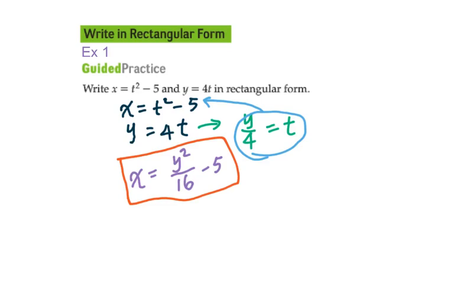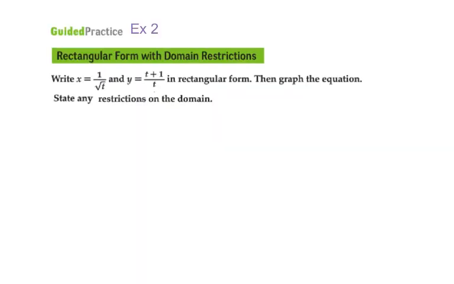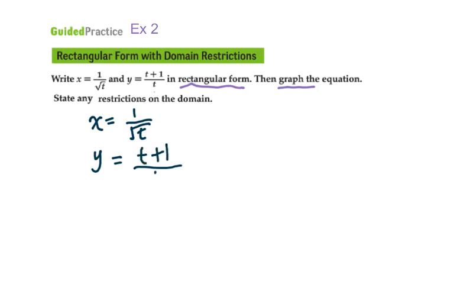We know that this is the parabola equation. Example 2. Write x equals 1 over square root of t and y equals t plus 1 over t in rectangular form. Then graph the equation. State any restriction on the domain. First of all, we write down x equals 1 over square root of t, and y equals t plus 1 over t.